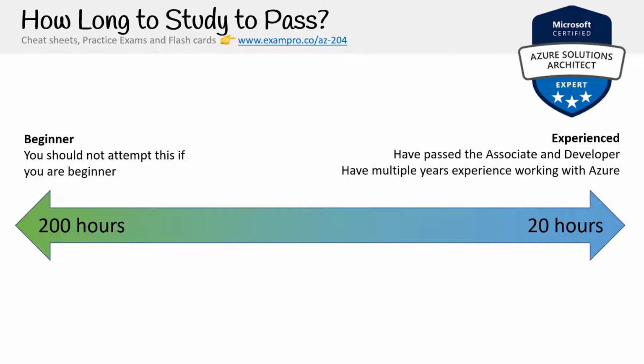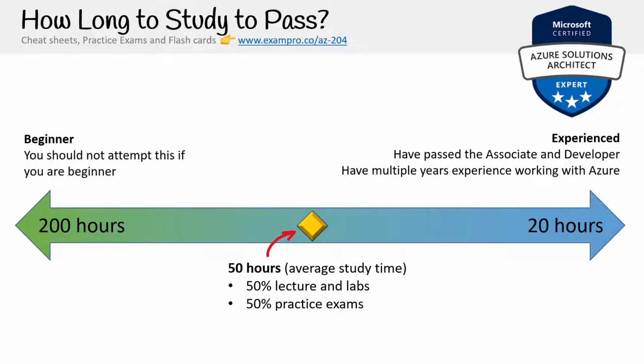If you're experienced, you already have that 204 and the 104, and you already have multiple years working experience, it might not take you that long to study. But on average, I think 50 hours is for somebody in the mid-tier area. We're looking at 50% lecture and labs, 50% practice exams. I actually probably would even bump this up a bit more. Try to get your hands on as many practice exams as you can.